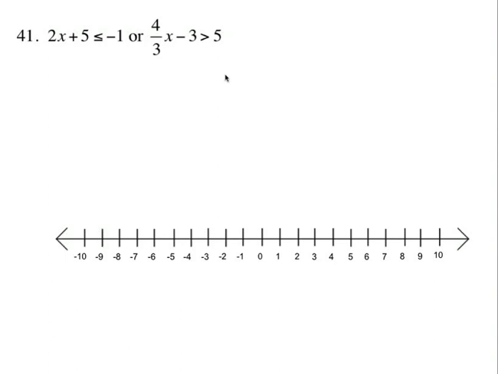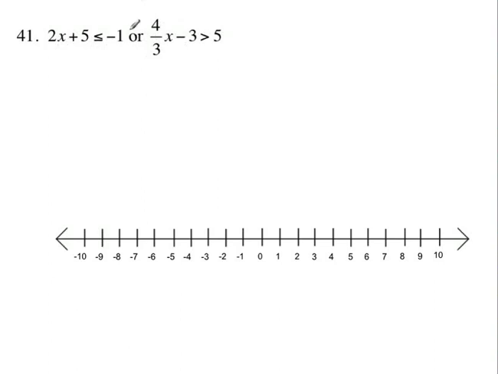Okay, this one says 2x + 5 ≤ -1 or (4/3)x - 3 > 5. Now, what would my videos be without a fraction problem? This is probably the last fraction one I'm going to do, but since you guys are still probably not used to getting rid of the fractions, I'm going to do it one more time just to make sure you really understand what's going on.